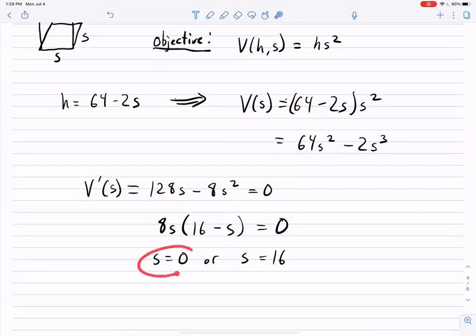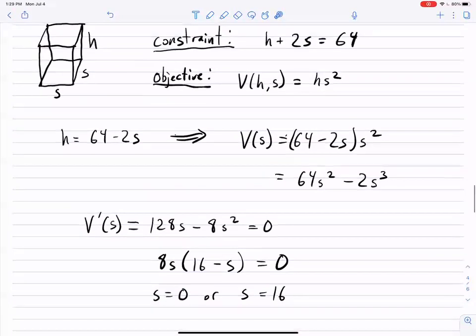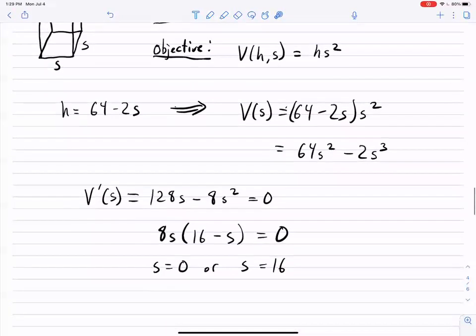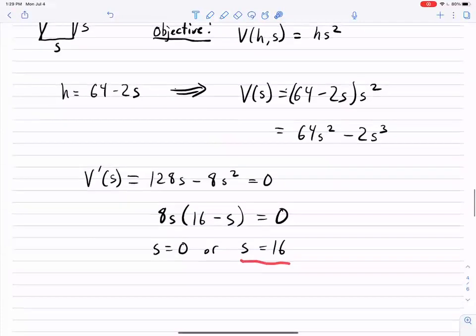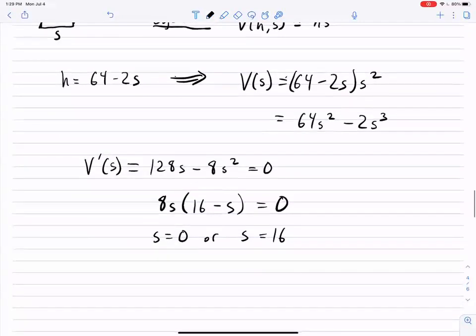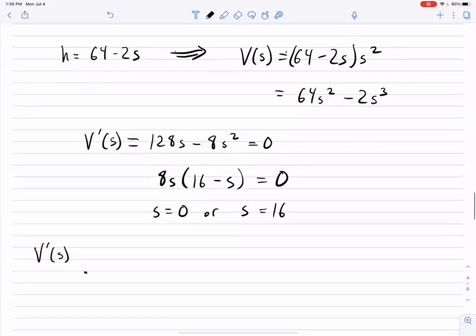And so why does 0 make no sense? Well, if the side length was 0, then we don't really have a box, right? And so we want S equals 16. Let's make a number line for V prime of S to make sure that that's actually a max. So let's do the first derivative test, to really make sure it's a max. First derivative test.